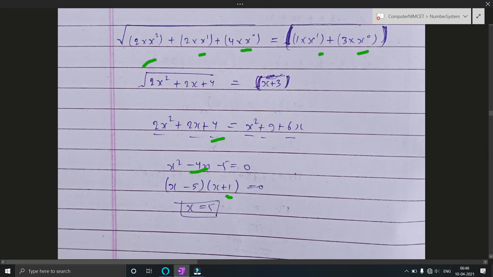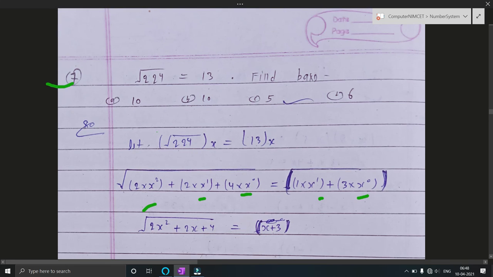So this factors into two terms, and either one equals 0. If x plus 1 equals 0, we will get x equal to minus 1. So the base would be minus 1, but a base cannot be minus 1. So logically x minus 5 equals 0, and we get x equal to 5. So this equation has its answer 5. If the base is 5, then this equation is true. So this equation is true only if the base is 5.